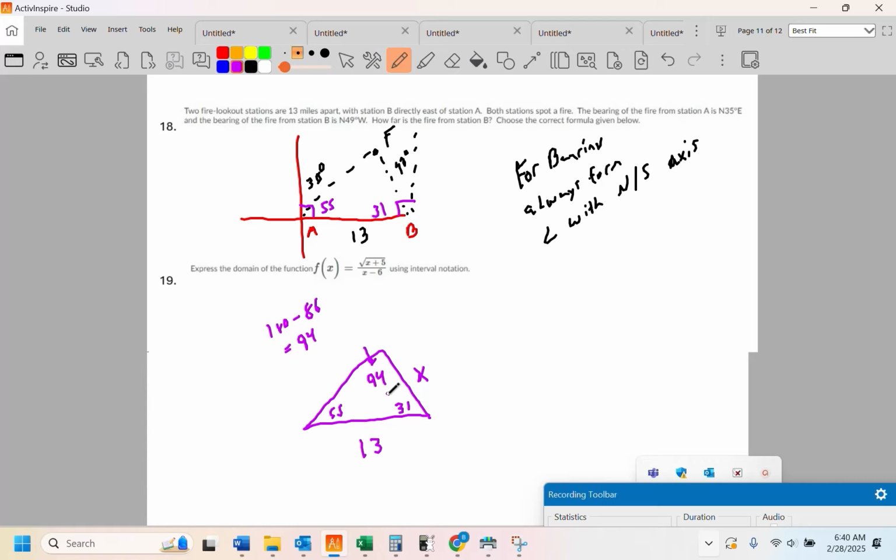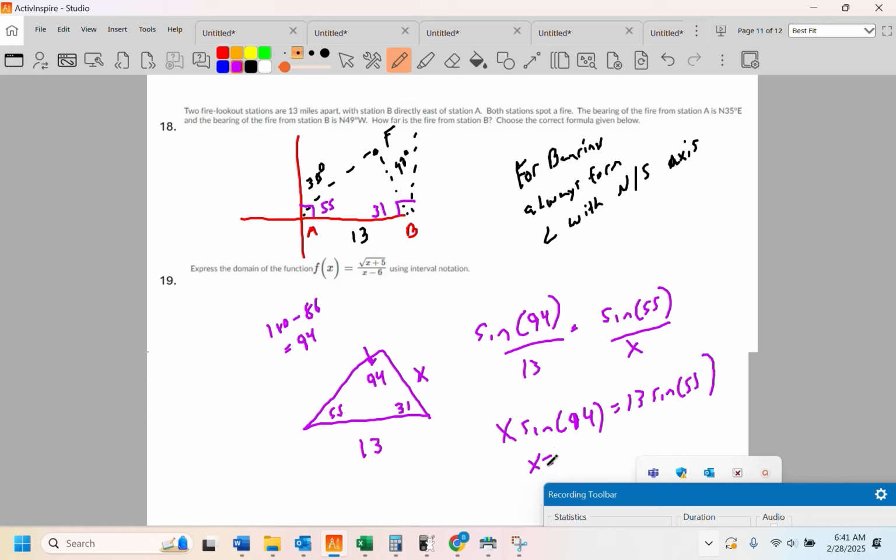Earlier I used the law of sines. I'm going to do it again. The sine of this 94-degree angle has to compare to 13 as the sine of this 55-degree angle compares to x. Then we cross multiply. x sine 94 equals 13 sine 55. And x is therefore 13 sine 55 divided by sine 94. And there you go. There's your answer. Two more to go.